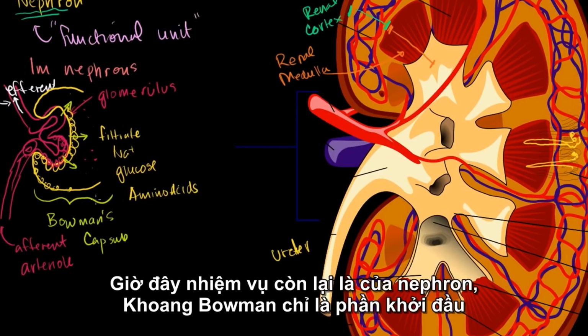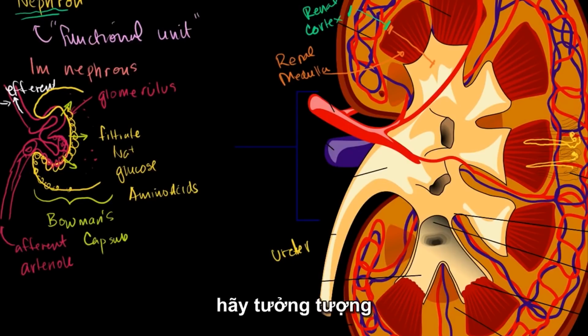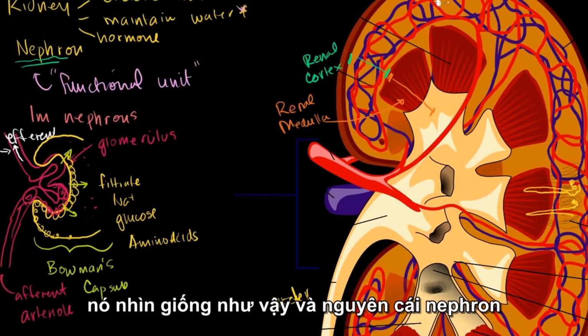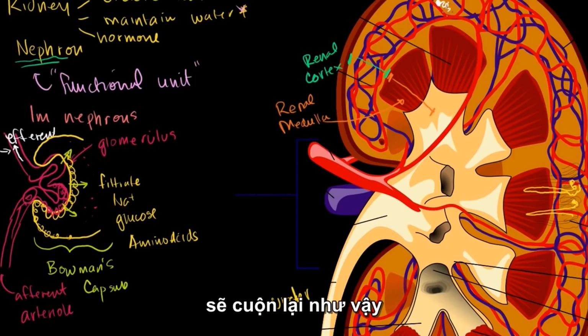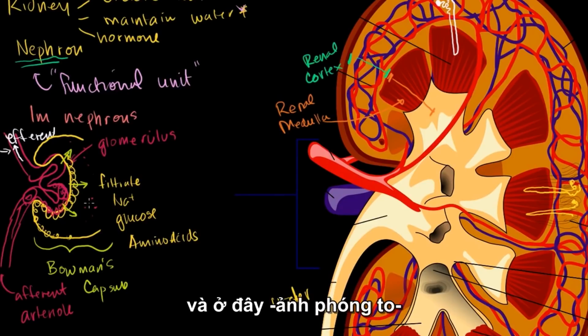Now, the rest of what the nephron does, the Bowman's capsule is kind of the beginning of the nephron. And just to get an idea of the big picture of our kidney, let's say we're near an arteriole, this is a Bowman's capsule right here. It'll look something like that. And the whole nephron is going to be convoluted like this, and it's going to dip down into the medulla and then come back, and then it's going to eventually dump into a collecting duct. And I'll talk more about that. So what I've drawn just here is a zoomed in version of that part right there.